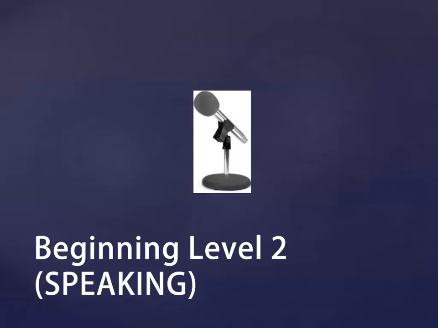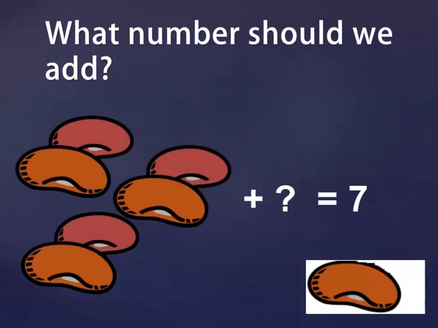Let's look at beginning level 2 speaking. What numbers should we add to 6 to make the number 7? Ask your students to draw the number or pick up the number of beans to make this number sentence true. They should know the basic number words at this level, so when they have found the answer, they could say the number sentence, 6 plus 1 equals 7. They could also repeat a sentence the teacher models, such as, I need 1 more bean.